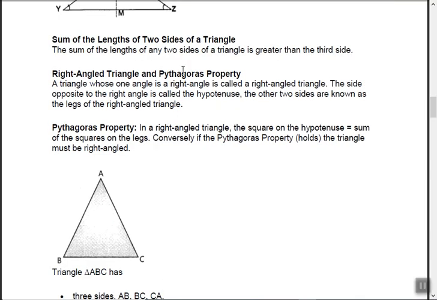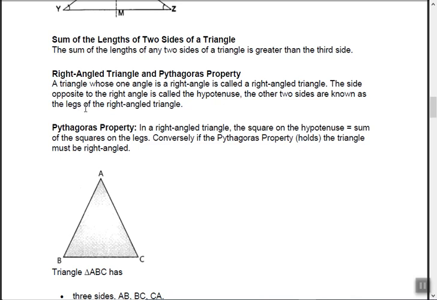Now let's come to Pythagoras theorem. Before that, the triangle whose one angle is a right angle is called a right angle triangle. Remember one important part. Pythagoras theorem is only applicable to a right angle triangle. It's not applicable to any other, like obtuse or acute angle triangle. The side opposite to the right angle is called the hypotenuse and the other 2 are called legs.